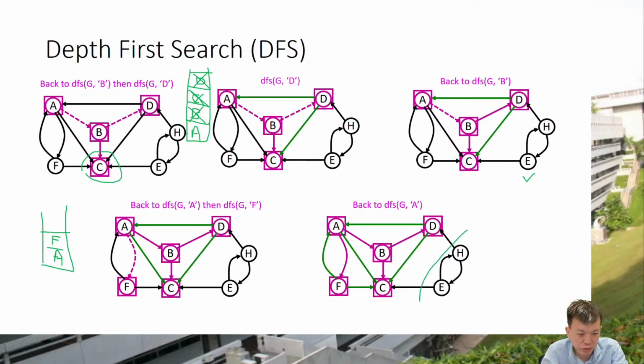But these two, H and E, you can't visit, because there's no path from A to H and from A to E. This graph is not strongly connected. So after I scan through, I find that there are two unvisited nodes. Not only two, if there is any unvisited node, that means this graph is not strongly connected.